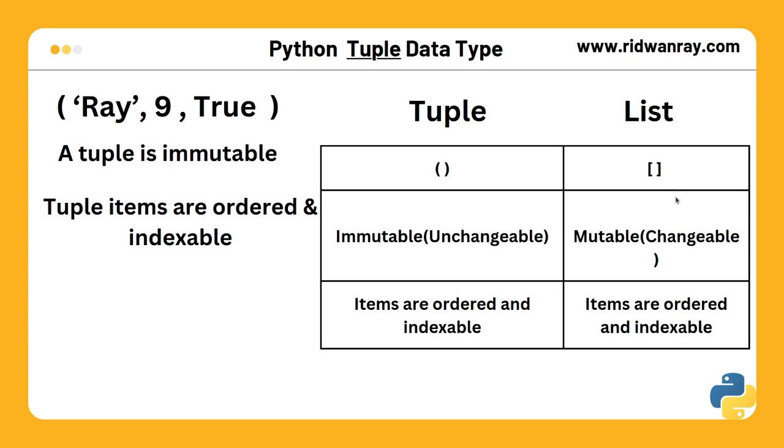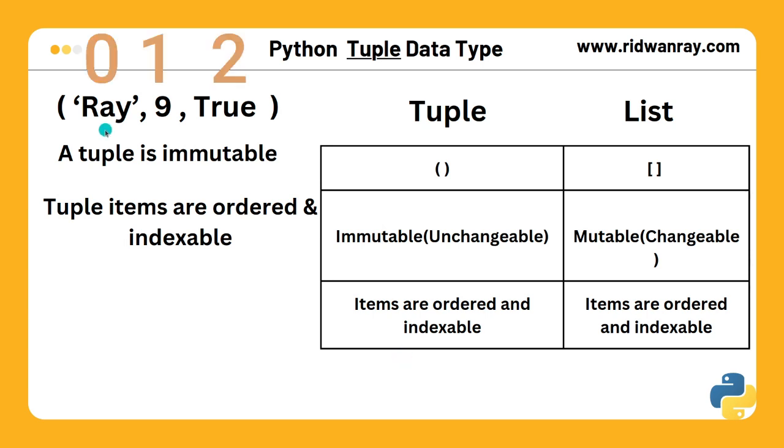The key difference between a tuple and a list is that lists are enclosed in square brackets and their values can change, whereas tuples are enclosed in parentheses and their values cannot change. This means that a tuple is an immutable sequence which contains multiple items but cannot be changed. Similar to the list data type, items in a tuple are ordered and indexable.